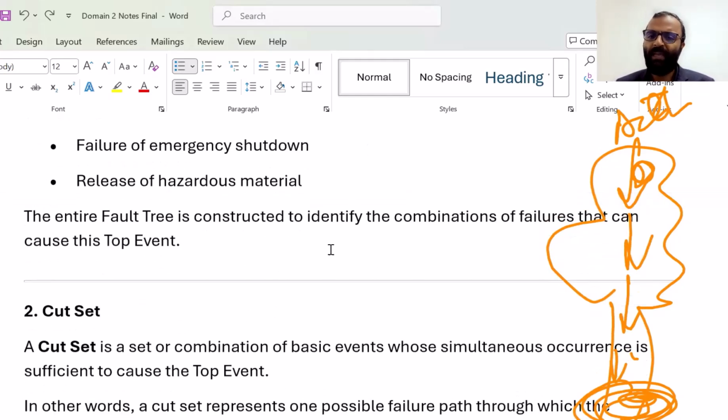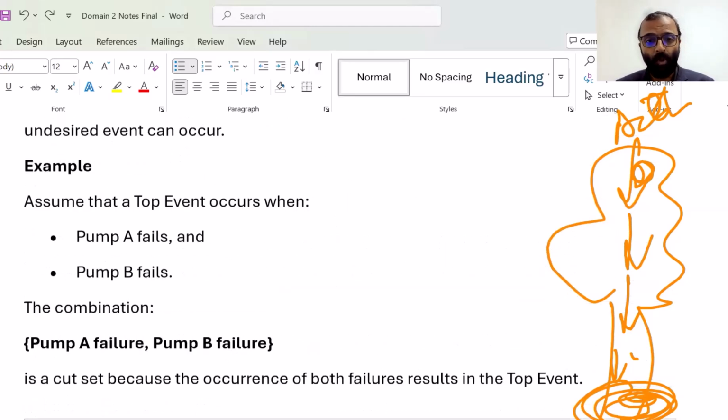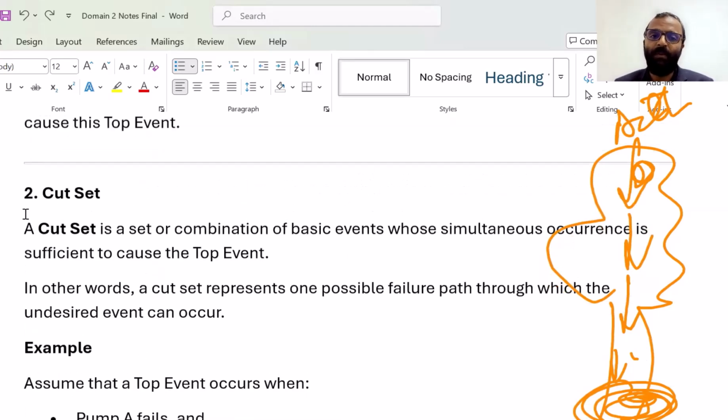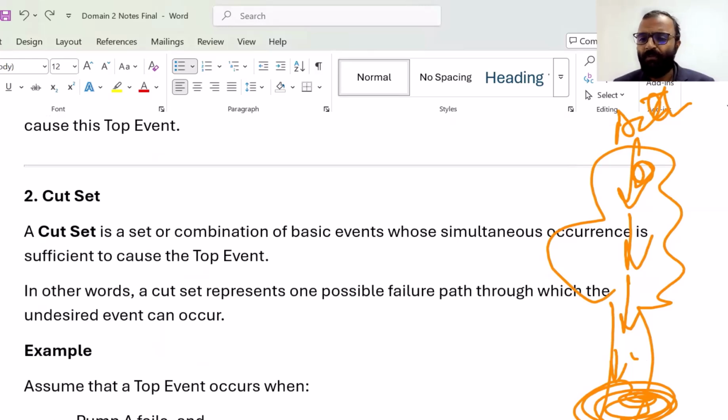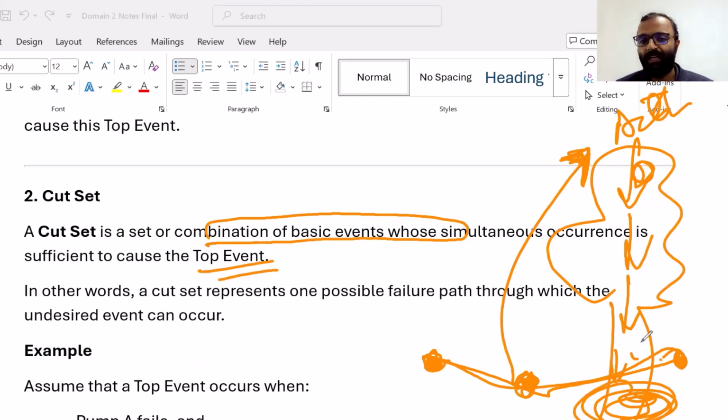That is the top event. And what is a cut set? There are two types: normal cut set and minimal cut set. Cut set means the various causes. Now see, here there is fuel, here oxygen, here a cigarette. Only when all three come together will your top event, your accident, come. That is your cut set: the combination of basic events simultaneously occurring to cause the top event.